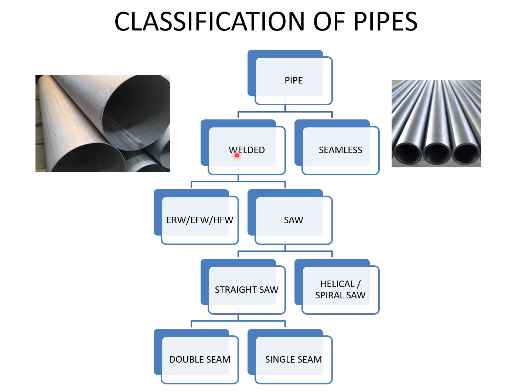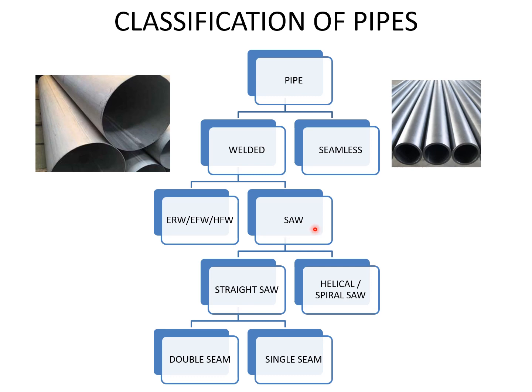Welded pipes are further classified into types: ERW, EFW, HFW. ERW means electrical resistance welding. EFW means electric fusion welding. HFW means high frequency welding. And SAW is a very commonly used manufacturing process, called submerged arc welding.